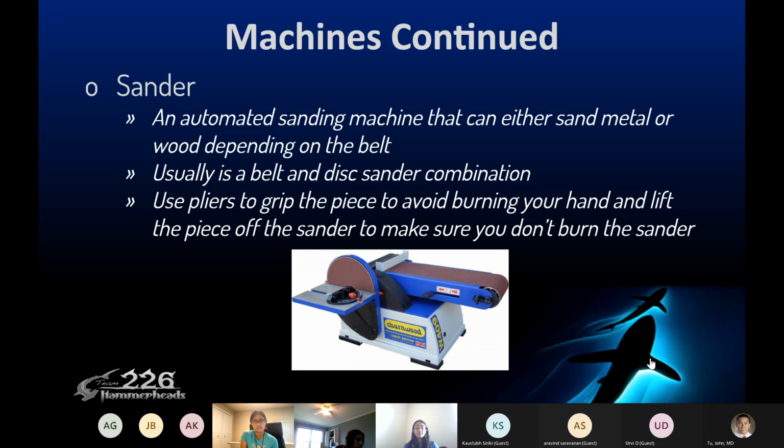So this sander right here has two options. There's one which has a belt and one which has a disc. With the belt, you would probably be pushing it against that gray bar and then just slowly moving the piece down. And on the disc one, you would be setting it on the gray table and then moving the piece slowly into the disc.